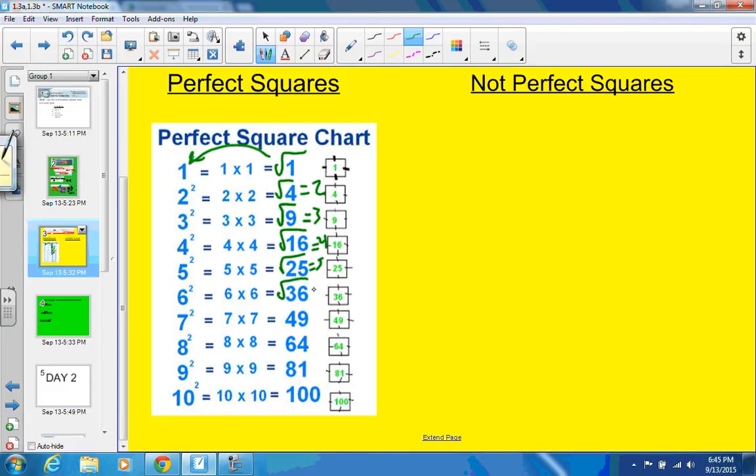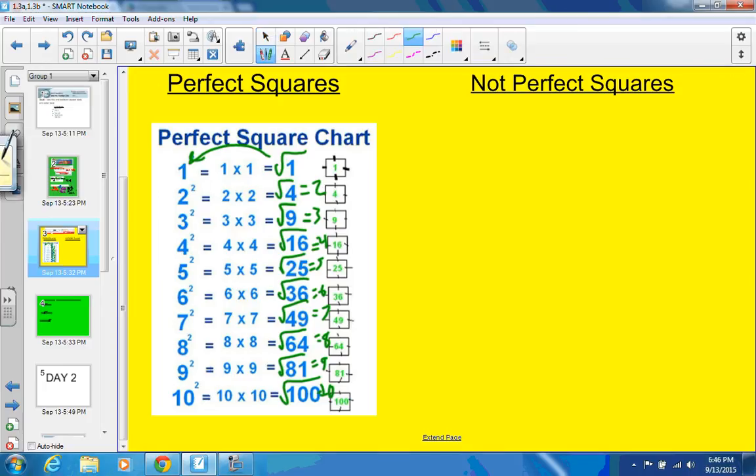Square root of 36 equals 6, and so on. If you notice a pattern here, I'm hoping you notice a pattern here, because every time you square a number, so 2 squared gets you to 4, that means the square root of 4 is going to be equal to 2. All the way down to 10 squared, 10 times 10 is 100, so the square root of 100 is 10.